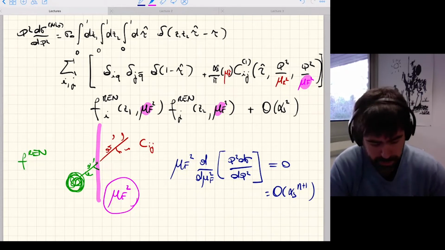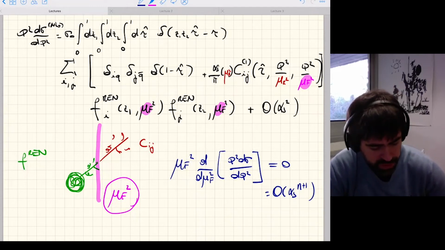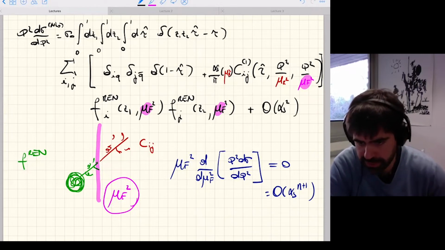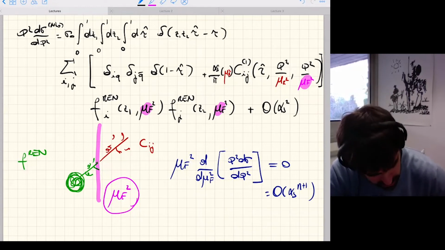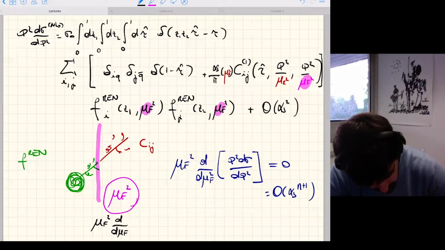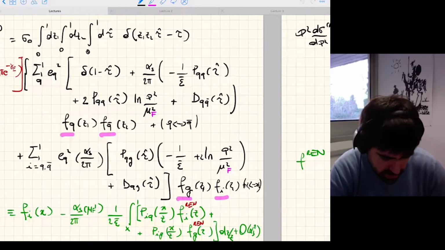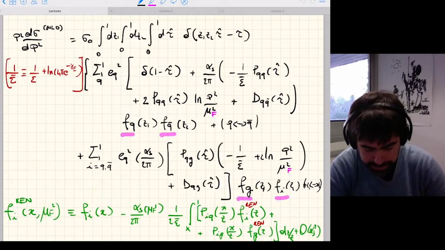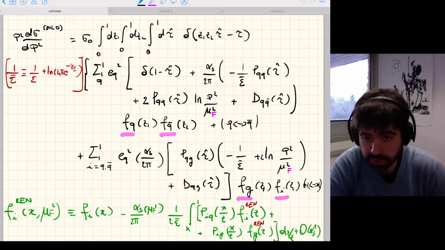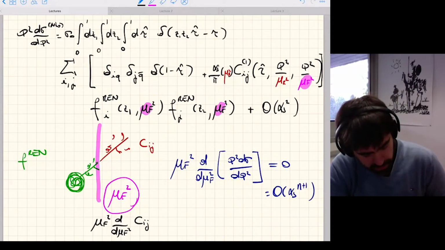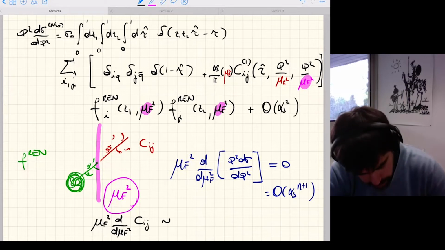Order by order in perturbation theory. Even if we say the renormalized PDFs are non-perturbative objects and I don't know how to deal with them, let's look at the perturbative side. Well, what is the μf derivative of Cij? Remember, C was built of D, which was μf independent, and this log of Q squared over μf. And so the log derivative with respect to μf of Cij must be proportional to my splitting function.